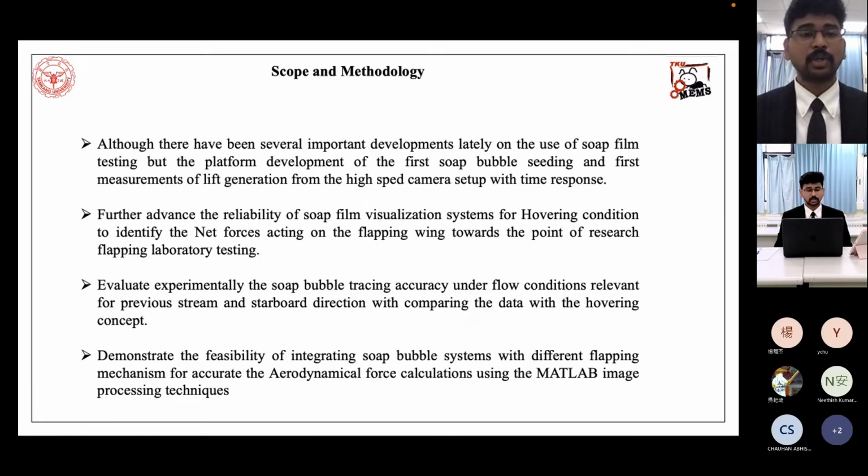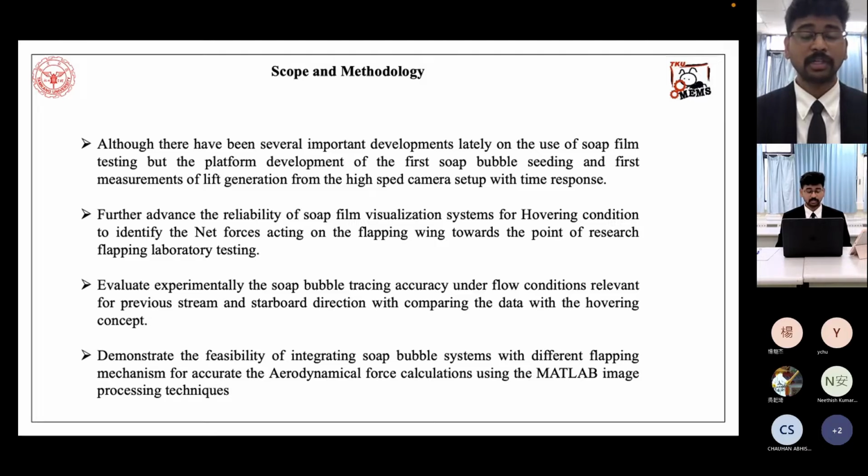Now moving on to the scope and methodology of my entire research. Although there have been several important developments lately in soap film testing, there is the platform development of the first soap bubble seeds, and the first measurement of lift generation from a high-speed camera setup with time response.